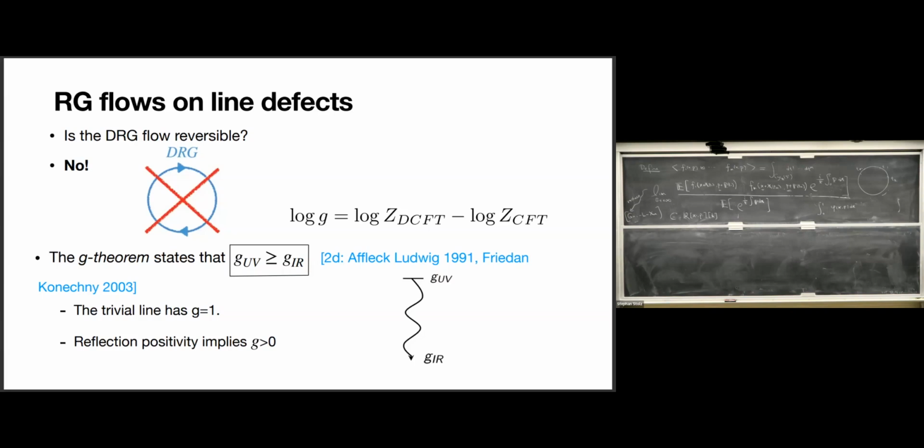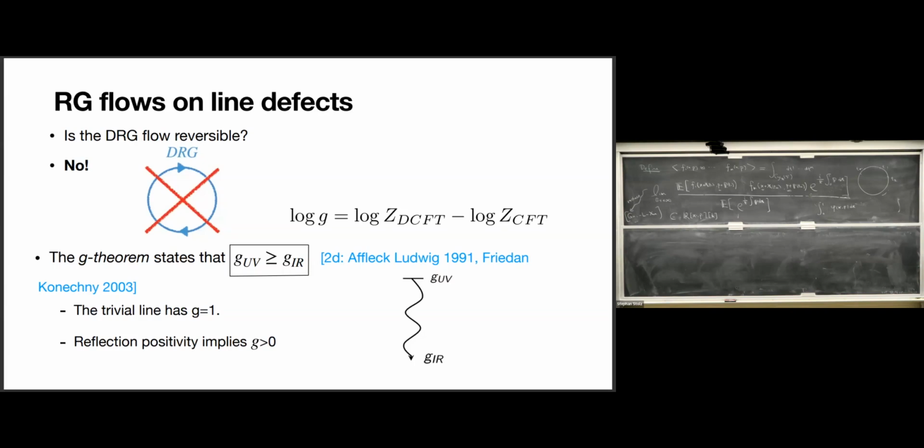Now, in 2 dimensions, in the context of boundaries in conformal field theories, this inequality was first conjectured to hold in a paper from 1991 by Affleck and Ludwig. And then in 2003, Friedan and Konechny established a proof for the 2-dimensional claim. And what we did in the paper with Zohar and Gabriel was basically extending this result and showing that it continues to hold if you have a line defect in an arbitrary number of space-time dimensions, D, once the bulk is a CFT. So it continues to hold.